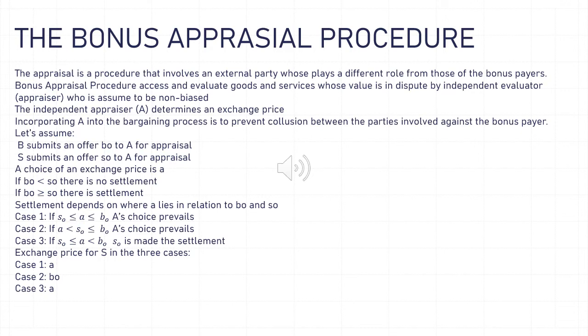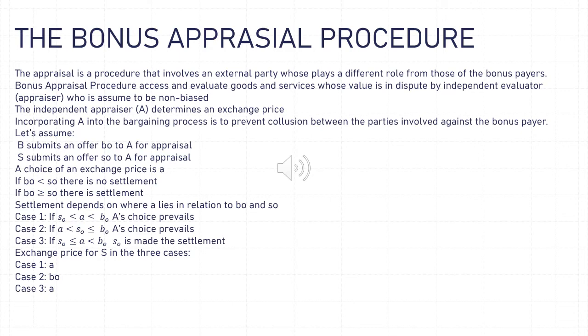Let's assume B submits an offer, that is b, to A for appraisal. S submits an offer, that is s, to A for appraisal. A's choice for the exchange price is: if b is less than s, there is no settlement.